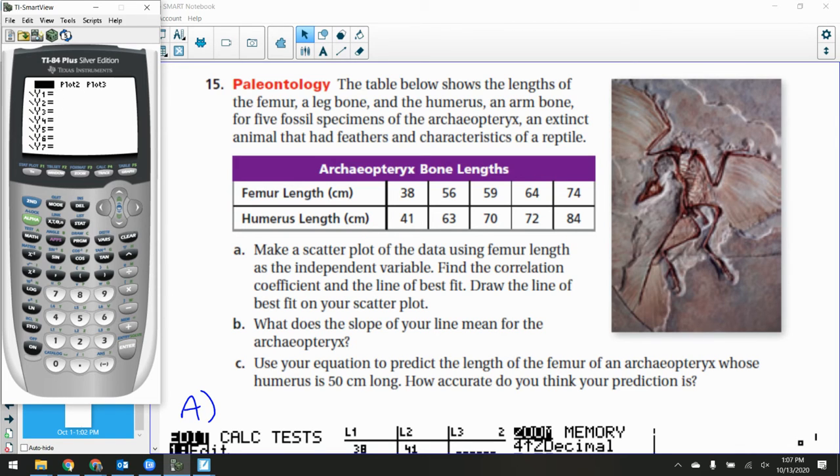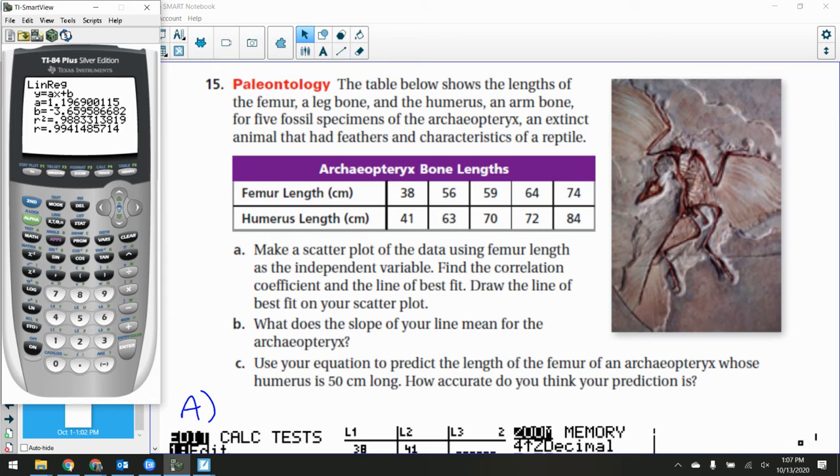Clear out your y equals. I'm going to zoom 6, then zoom stat, and there's my scatter plot. Now it asks me to find the correlation coefficient and the line of best fit. So I got to go back out to my home screen, run my linear regression. Again, it's stat calc 4. So here is my linear regression.